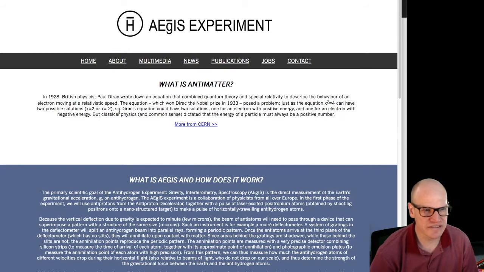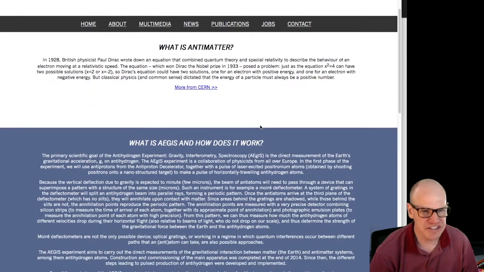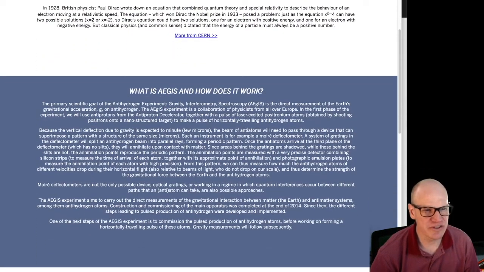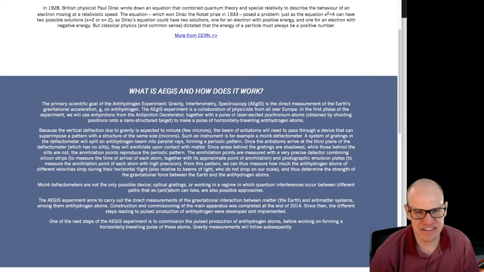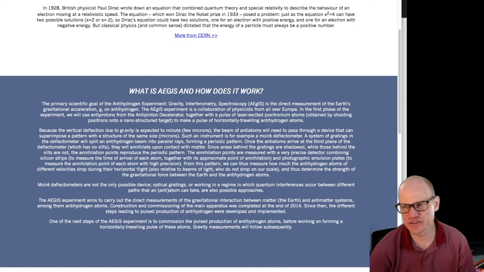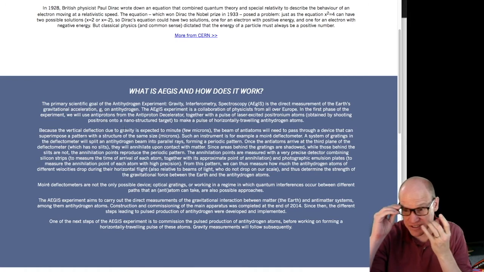Here is the AEgIS experiment. The scientific goal of the Antihydrogen Experiment: Gravity, Interferometry, Spectroscopy, AEgIS, is the direct measurement of the Earth's gravitational acceleration, little g, on antihydrogen, to see if antihydrogen falls differently.